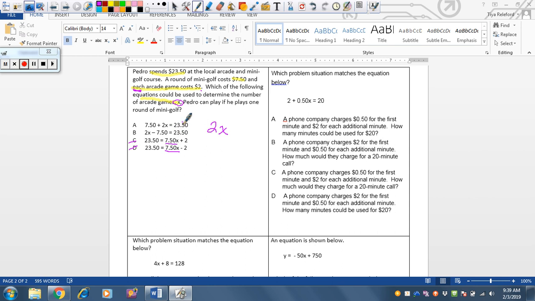Both of them equal 23.50. 7.50 is the mini golf. Is it mini golf plus arcade games equals 23.50? Or is it arcade games minus the mini golf is 23.50? Right? You're adding the two costs together to spend 23.50. 23.50 is your total, so you're adding the two together.